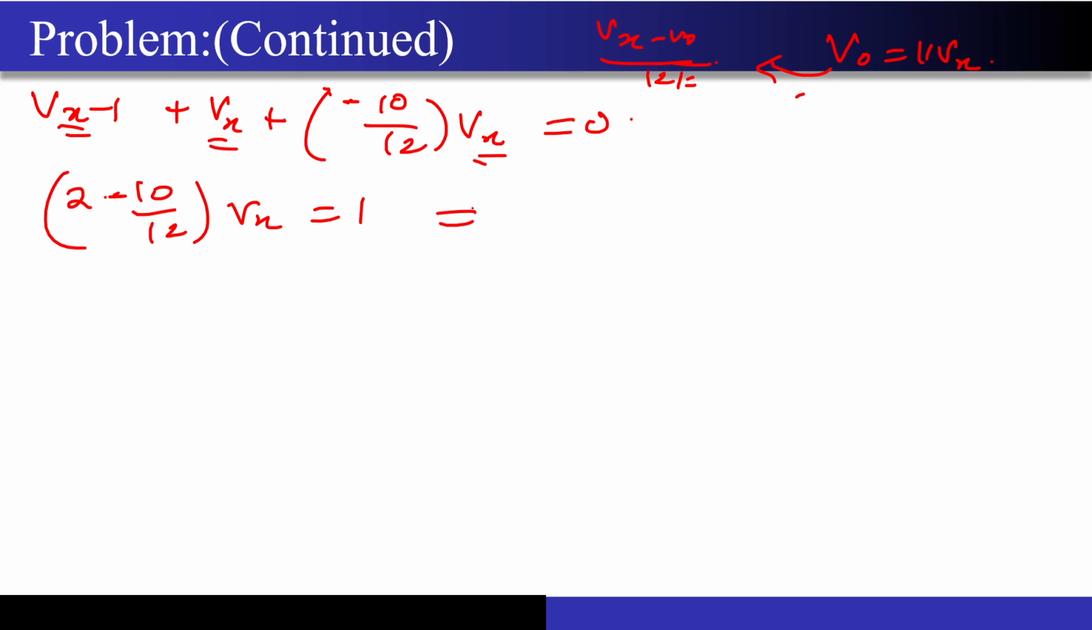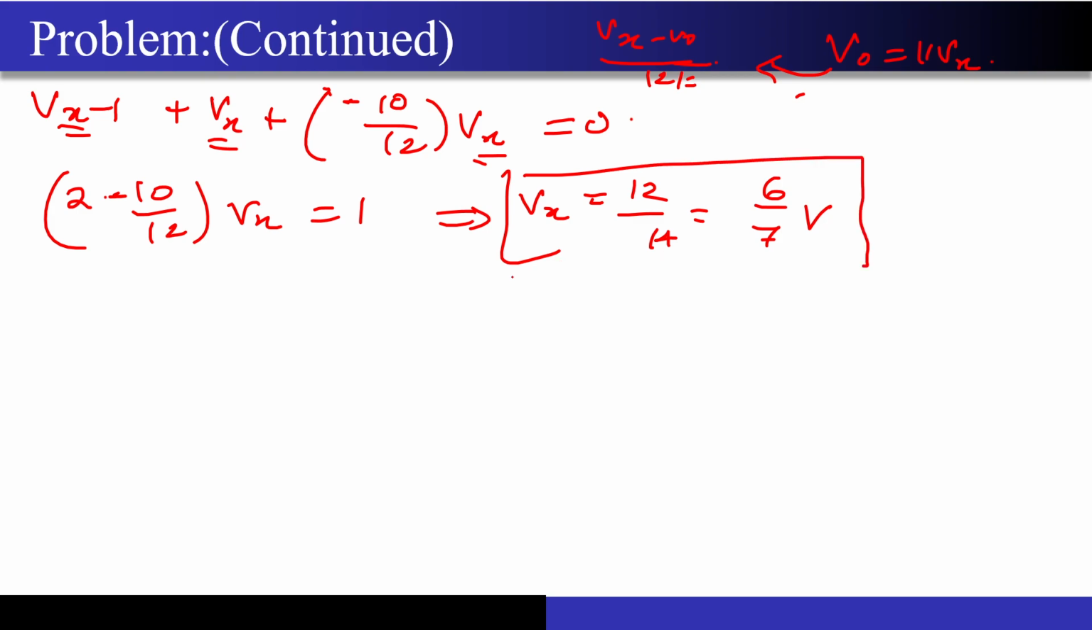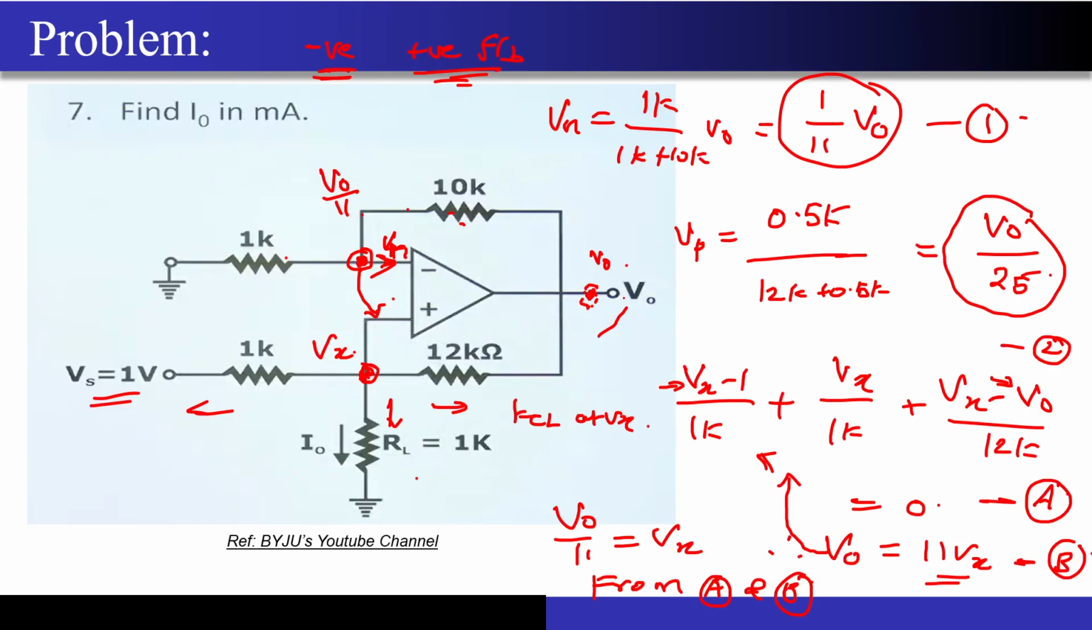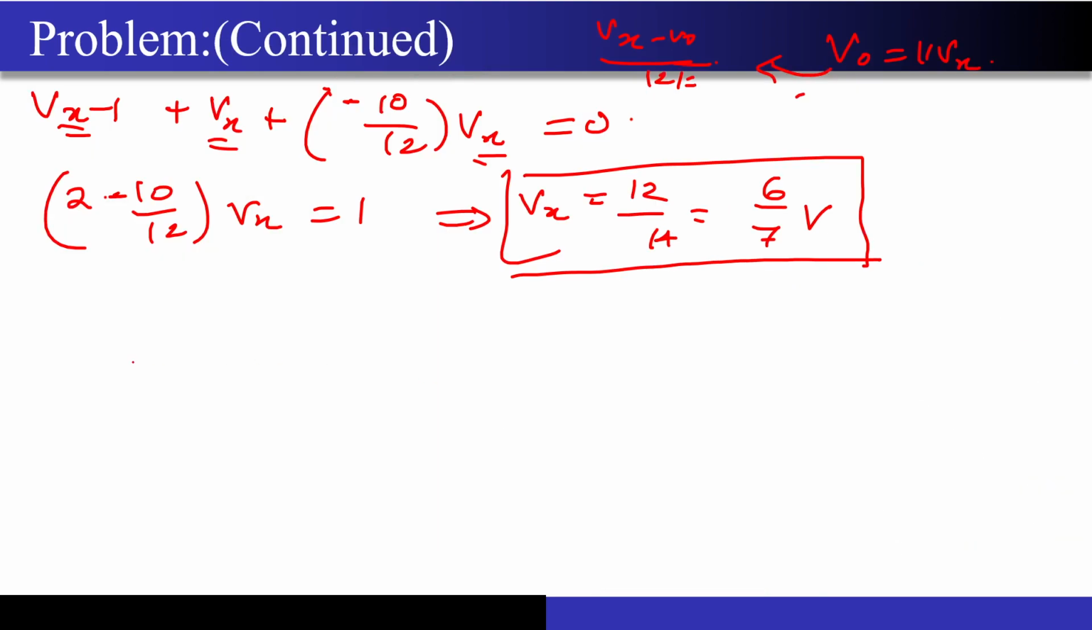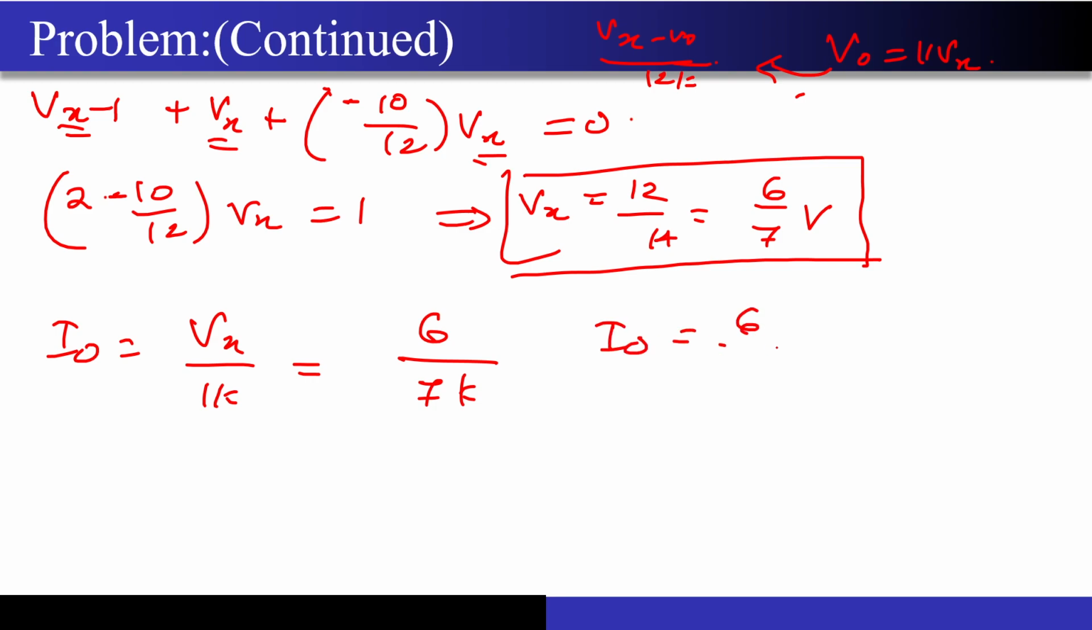So if you just solve this, the value of Vx will come out around 12 by 14, which is equal to 6 by 7 volts. This is the value of Vx that you will get. Now, what was the question? The question was not to find Vx, but to find the value of I naught. I naught is nothing but Vx divided by 1k. Now Vx is 6 by 7, so this becomes 6 by 7k. So the answer for I naught is 6 by 7 milliamperes.